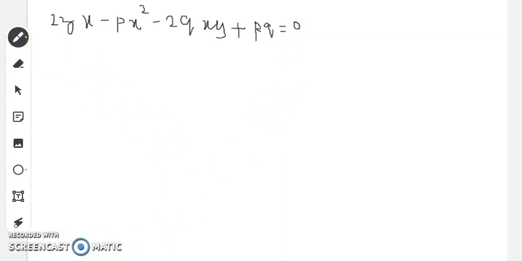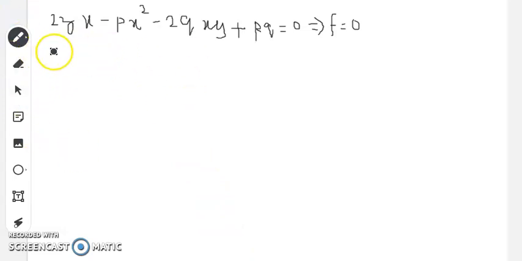So in this case the given equation is directly of the form f is equal to 0. So let us take this equation as f is equal to 2zx minus px square minus 2qxy plus pq is equal to 0.